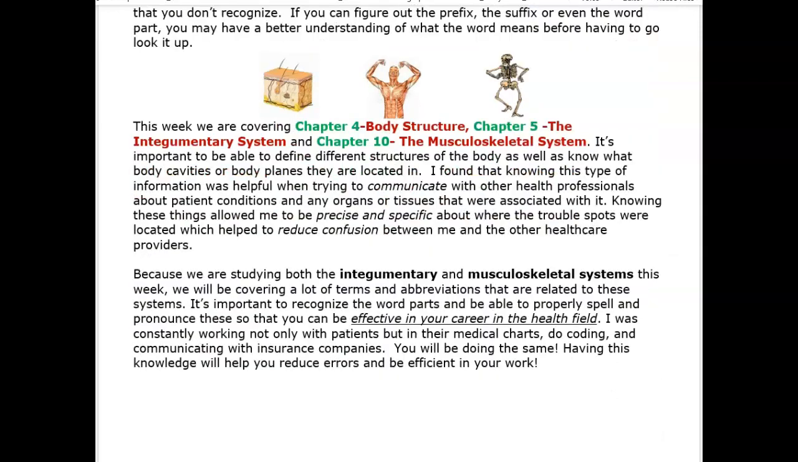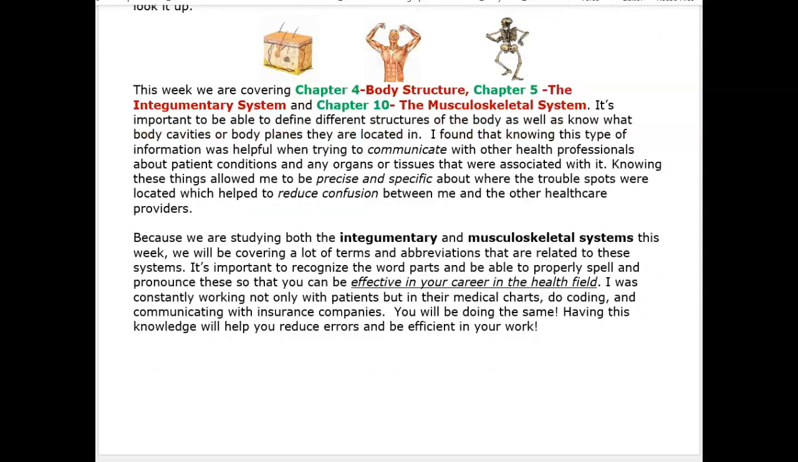Because we are studying both the integumentary and the musculoskeletal systems this week, we'll be covering a lot of terms and abbreviations that are related to these systems. It's important to recognize the word parts and to be able to properly spell and pronounce these so that you can be very effective in your career in the health field. I was constantly working not only with patients, but in their medical charts, doing coding and communicating with insurance companies, and you will be doing the same. So having this knowledge will help you to reduce errors and be very efficient in your work.